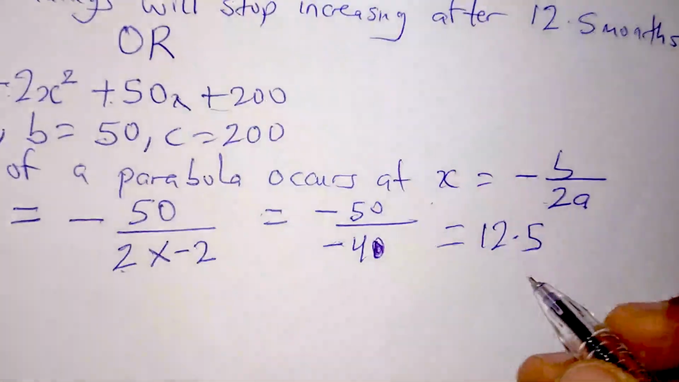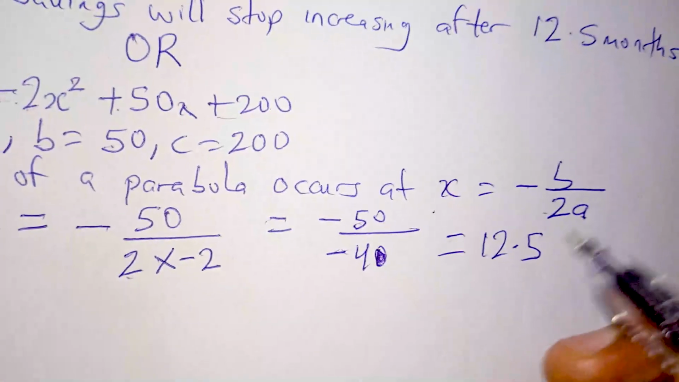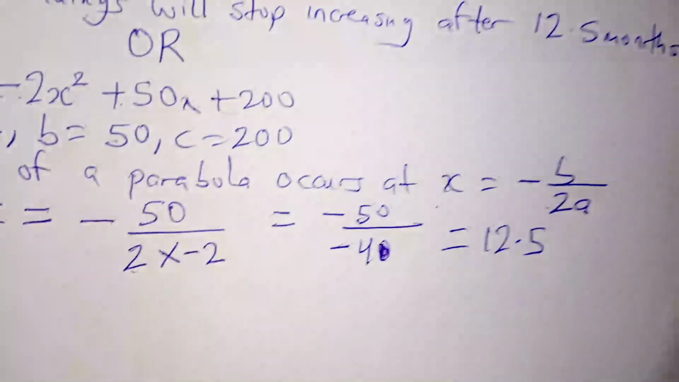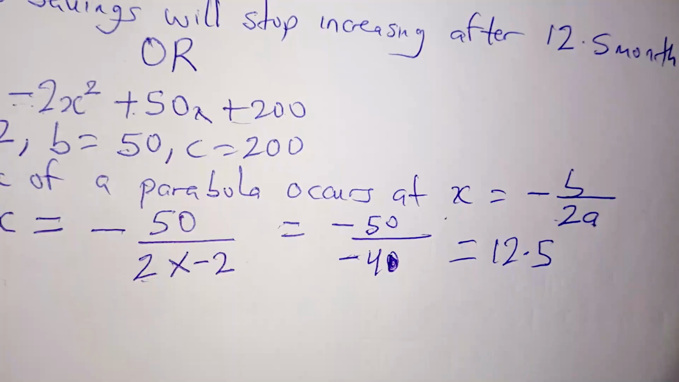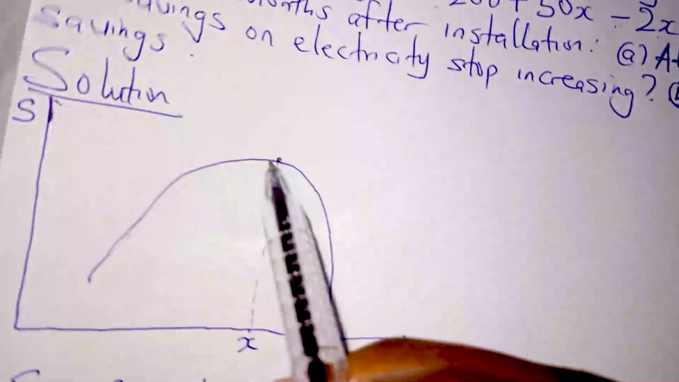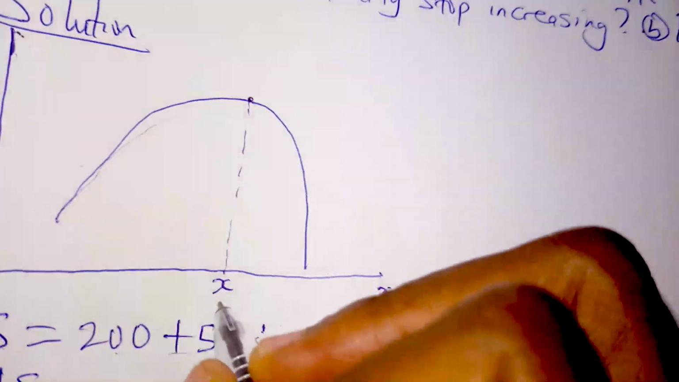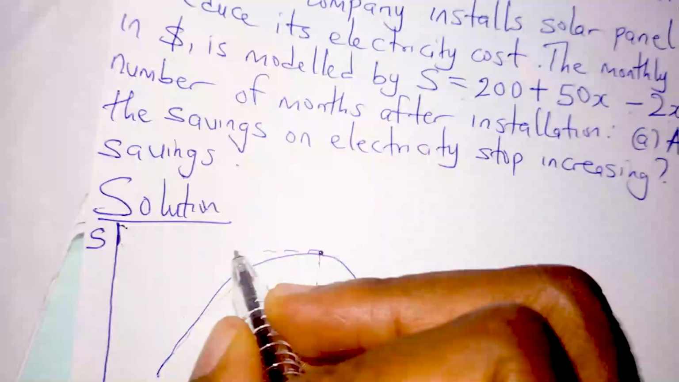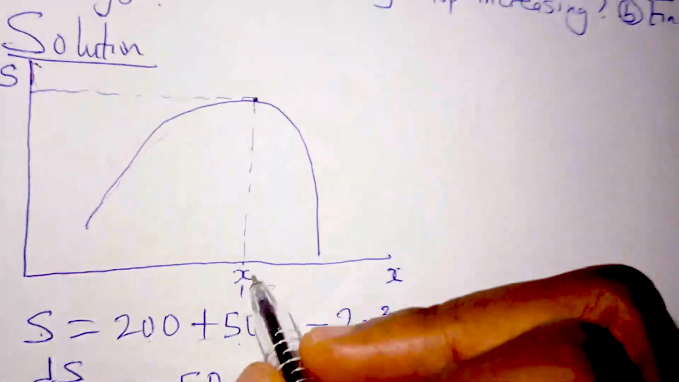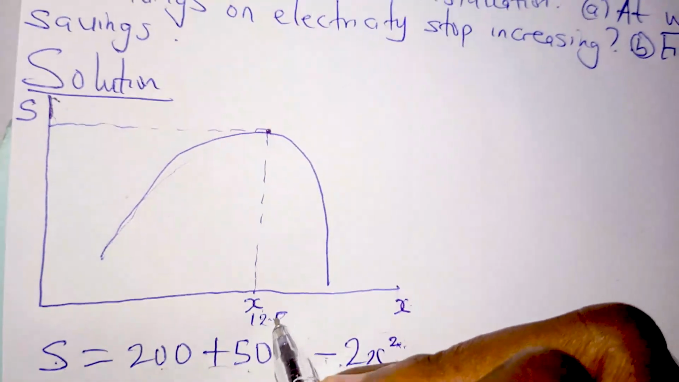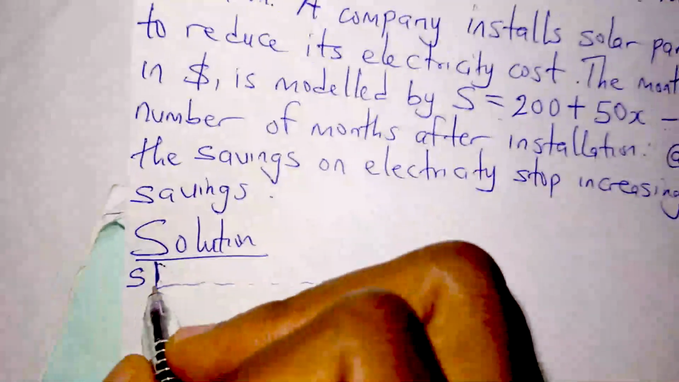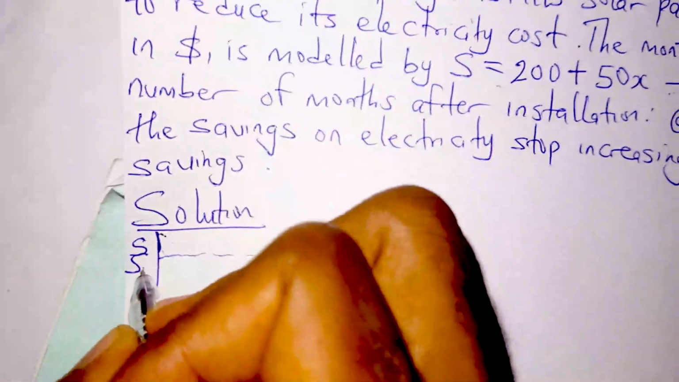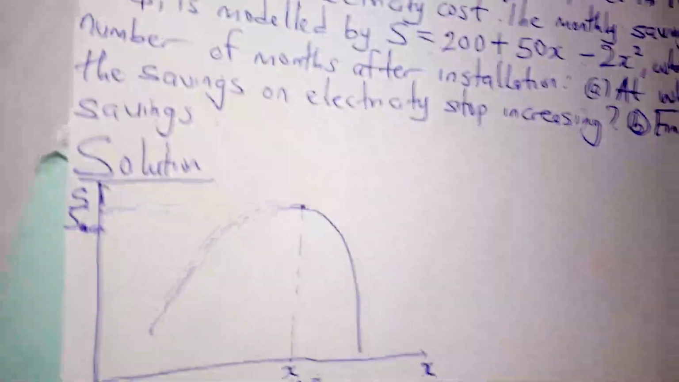Now that we know the month when the savings will peak, that means when it is going to reach its maximum value. So this point is just 12.5. The second question is to find the maximum savings. What they're just asking us to find is the corresponding value of S at this point. At the point where x is 12.5, what is going to be the corresponding value of S? That is the second question.